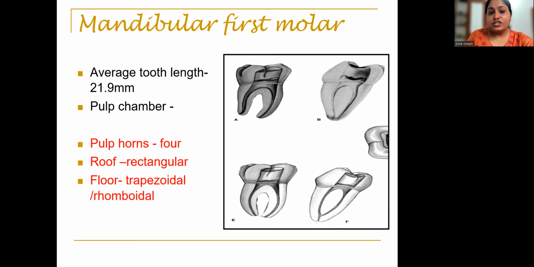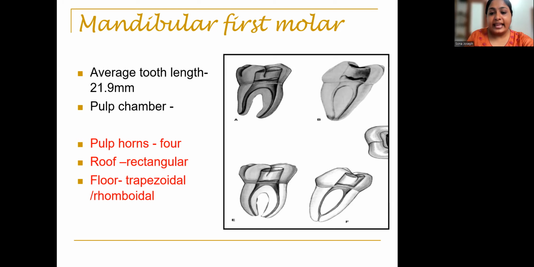The average tooth length is 21.9 mm, and the pulp chamber has 4 pulp horns or sometimes 5 pulp horns, mostly corresponding to the 4 major cusps, except the distal cusp. Correspondingly, we have pulp horns in the pulp chamber. There is a floor, a roof, and 4 walls in the pulp chamber. The roof is rectangular and the floor is roughly trapezoidal in shape.